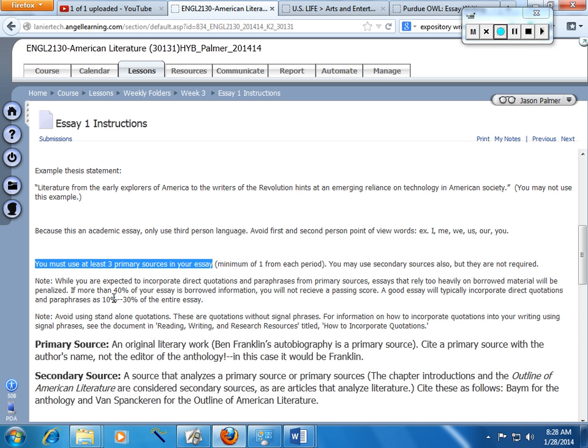They're your assigned readings. However, you are also assigned biographies of these writers, and you are assigned the outline of American literature. Those are not primary sources. Those are secondary sources. Okay, so anything that the textbook author writes about the author, or pretty much everything in the outline of American literature, it's like background information, those are considered secondary sources, not primary sources.